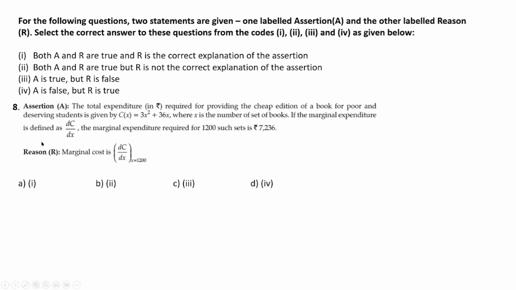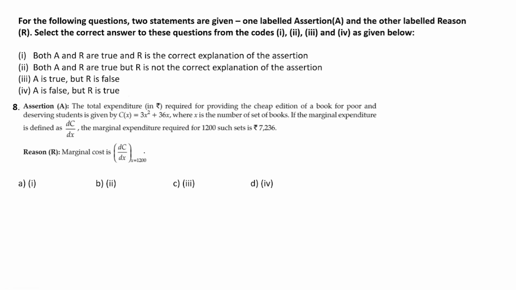Moving on to the next question. The total expenditure in rupees required for providing the cheap edition of a book for poor and deserving students is given by C of x is equal to 3x square plus 36x, where x is the number of sets of books. If the marginal expenditure is defined as dc by dx, the marginal expenditure required for 1200 sets is 7236. The reason is marginal cost is the derivative of the cost function at x is equal to 1200.